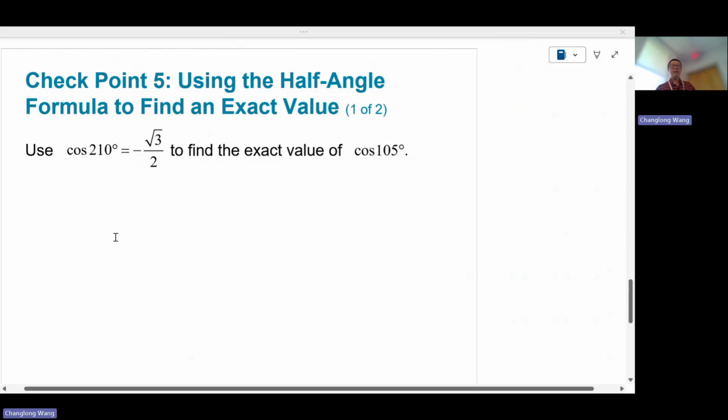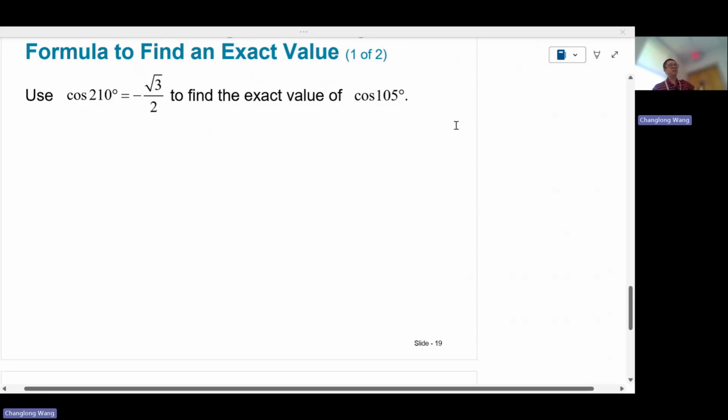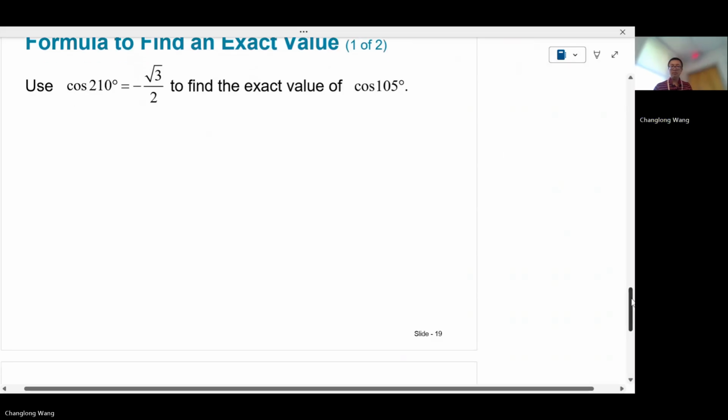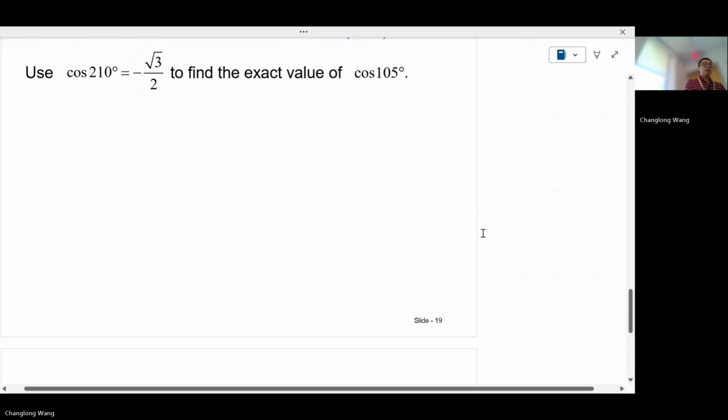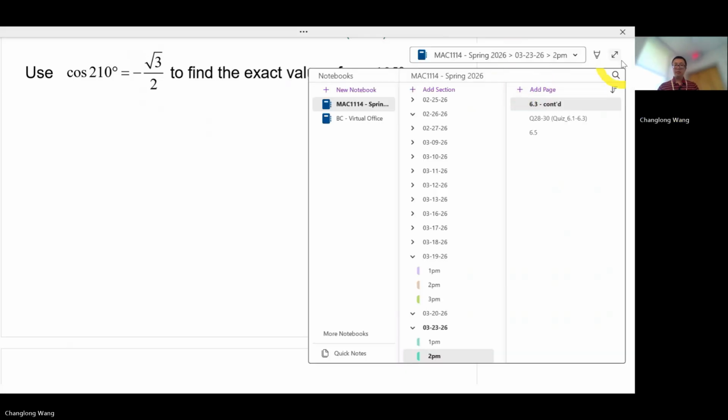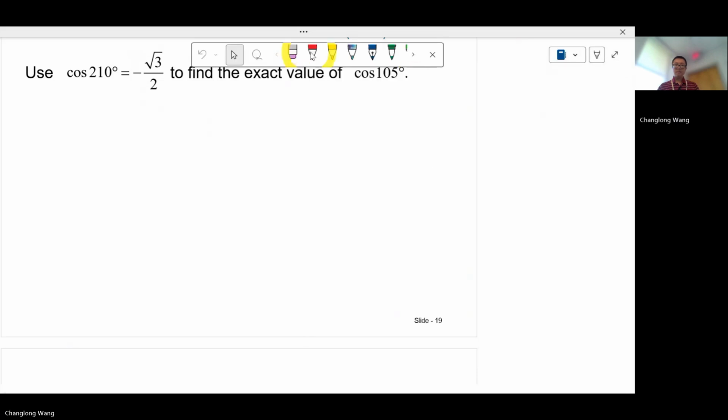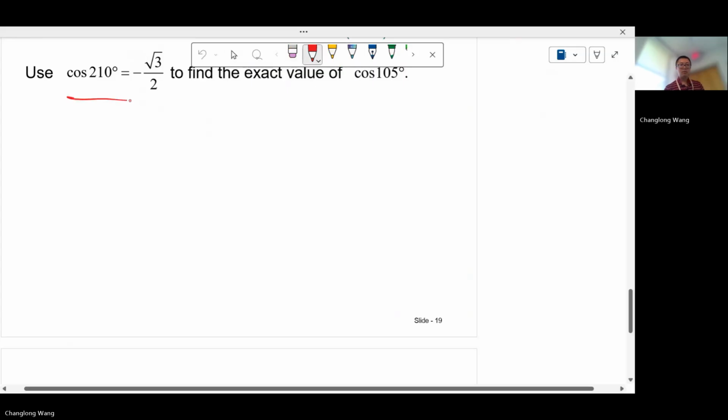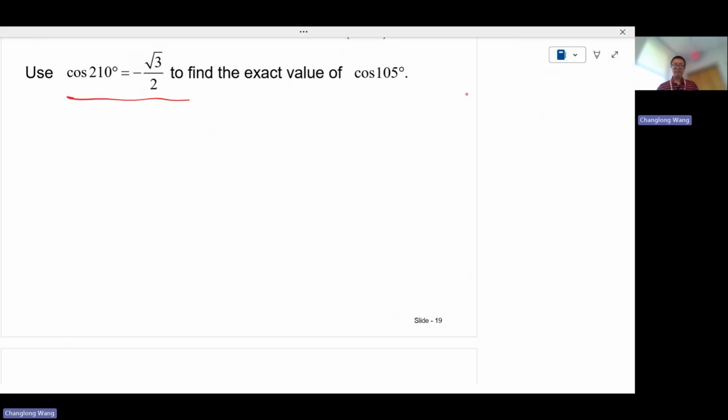Also, let's forget about the instruction on top. What if you see a problem like this in a test? How would you know that it's asking you to use the half angle? So they say, we have some knowledge of cosine 210. We need to figure out cosine 105.